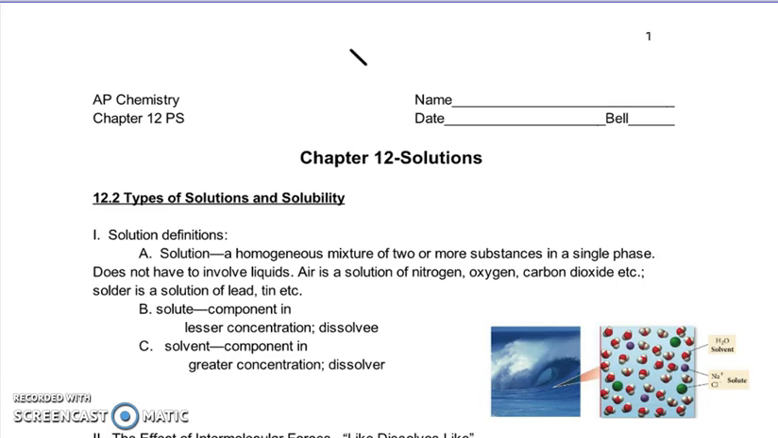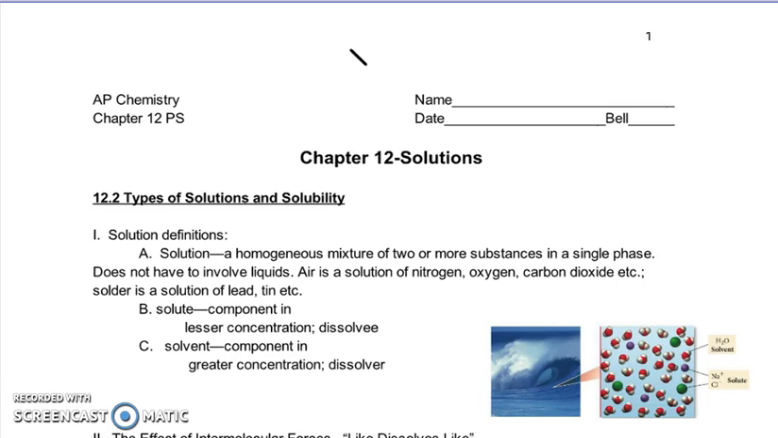Today we start off in Chapter 12, Solutions. Hopefully you're very familiar with solutions. There are a lot of solutions out there. We talked about a lot of them back in Chapter 4, which was solution stoichiometry. We talked about solutions in Chapter 6 with thermodynamics. We talked about dissolving the copper chloride in water and it got hot, things like that. So this is another section about solutions.